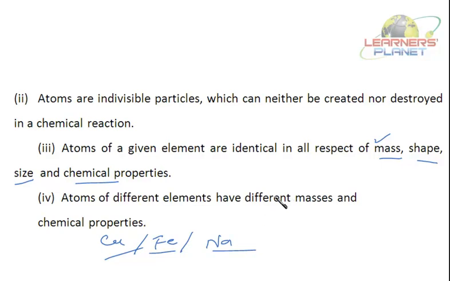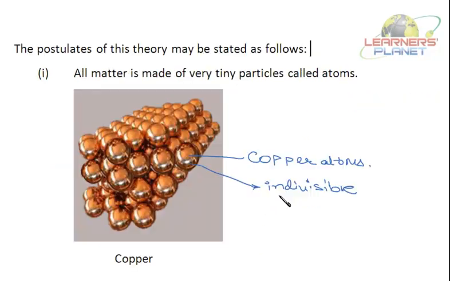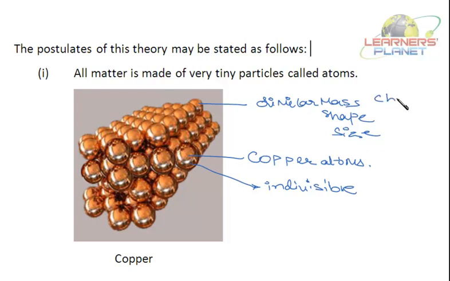Say we have taken the example of copper. Let's get back to it. Here, whatever atoms are present, they all have similar mass, right? Shape, you can see they're all spherical. Size, you can see they are all identical. And the most important thing is the chemical property.